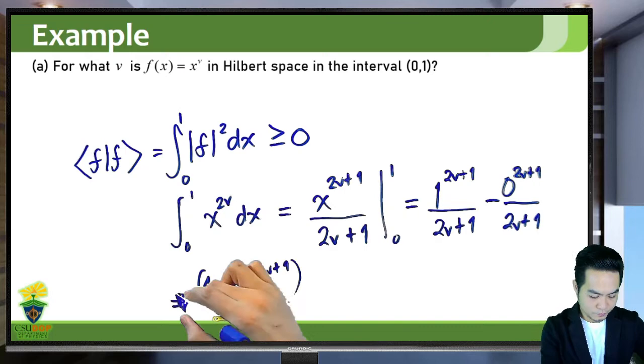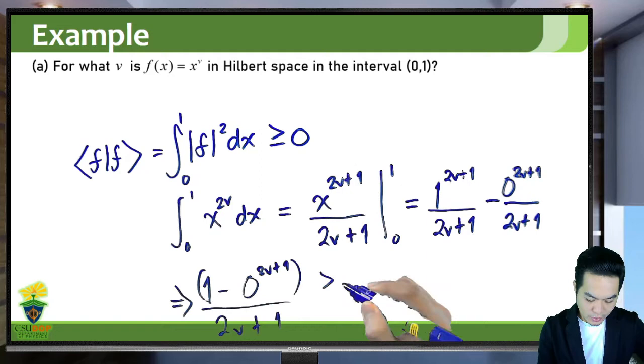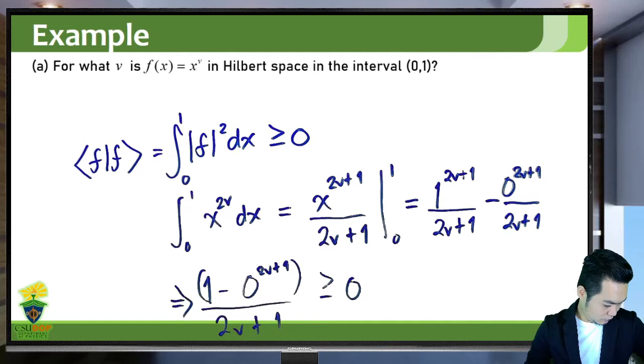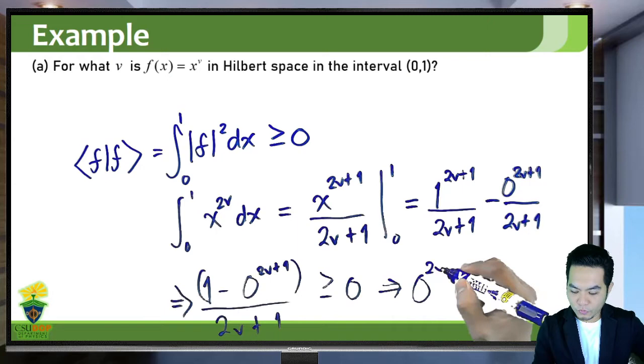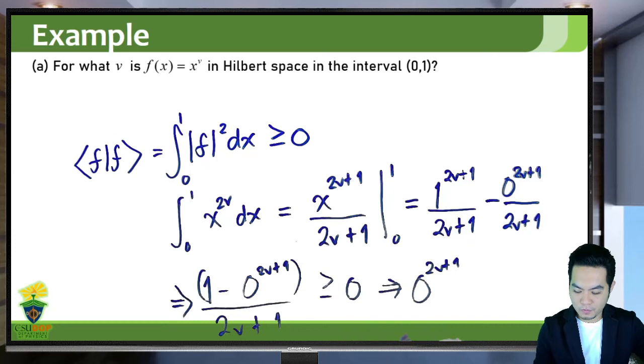And this should be greater than or equal to 0. So the denominator doesn't matter, only the numerator matters. This further implies that 0 to the 2v plus 1, if you transpose it to the other side, must be less than or equal to 1.